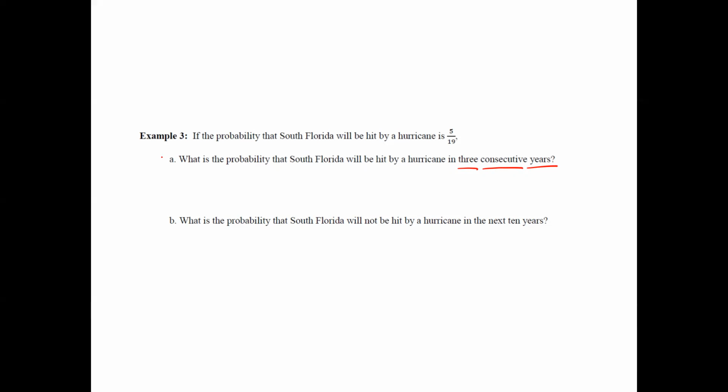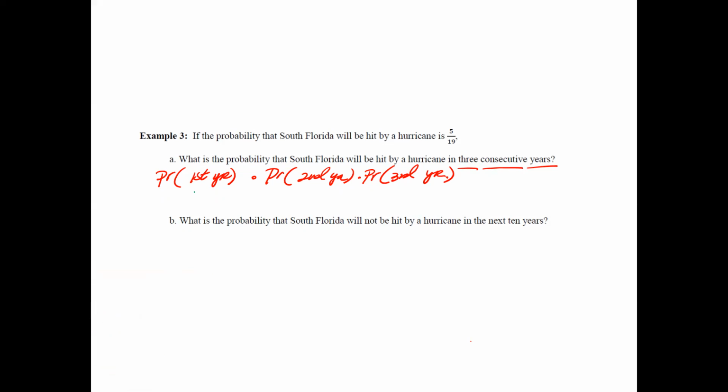So what is the probability that South Florida will be hit by a hurricane in 3 consecutive years, if the statistic says that it gets hit by a hurricane 5 out of 19 times? What we're going to do is find the probability of getting hit by a hurricane the first year, times the probability of being hit the second year, times the probability of a hurricane the third year.